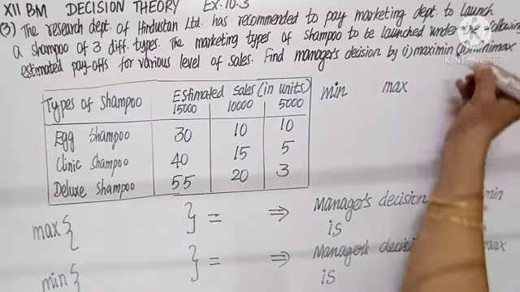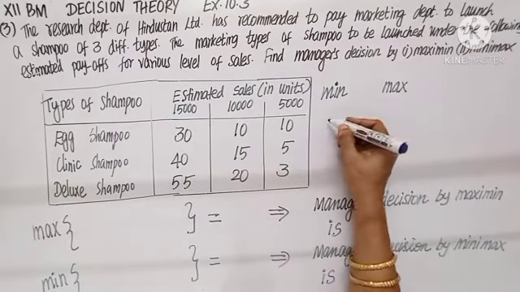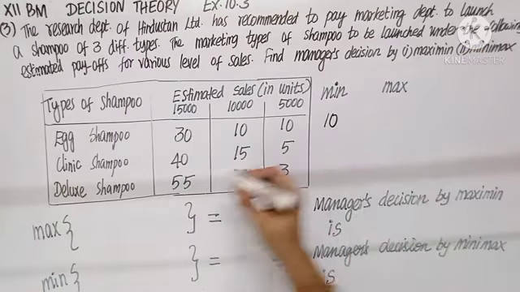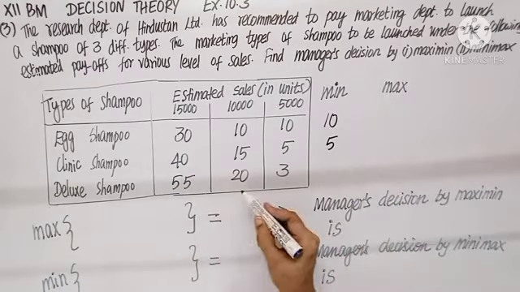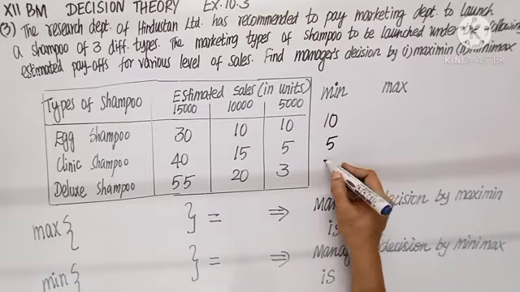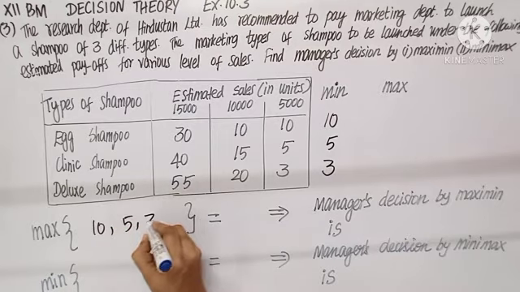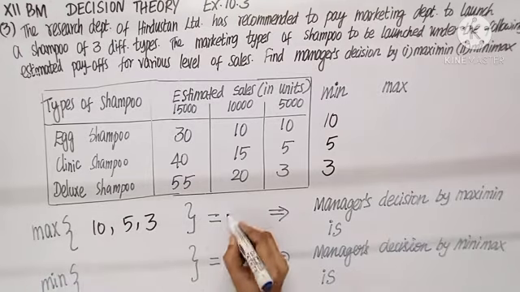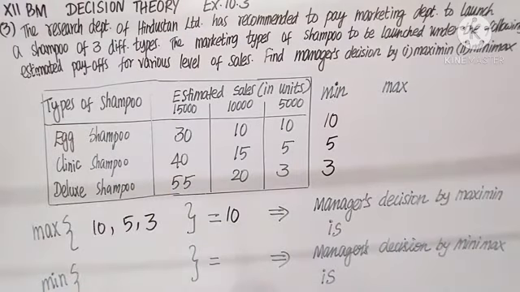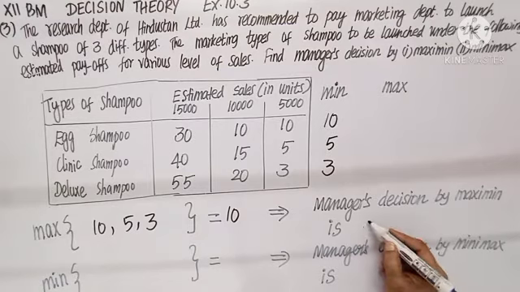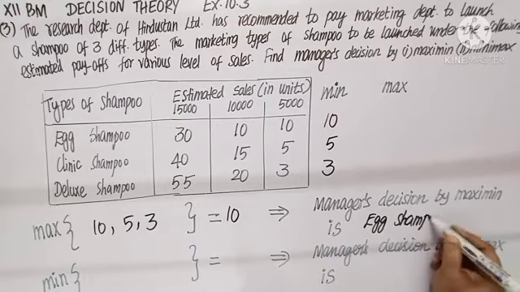Maximin tells us to choose the minimum. 30, 10, 10. Minimum is 10. 40, 15, 5. Minimum is 5. 55, 23, 3. Minimum is 3. Out of all, 10, 5, 3, the maximum is 10. So 10 goes with X shampoo. So manager's decision by maximin principle is X shampoo.